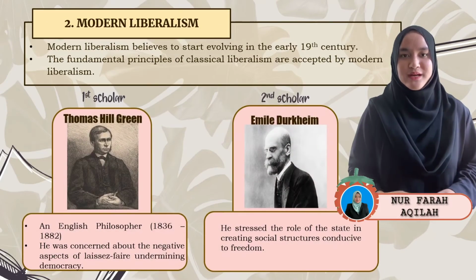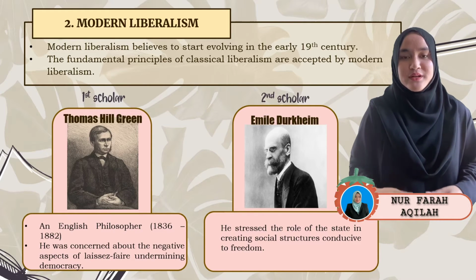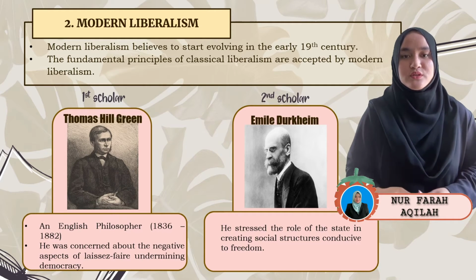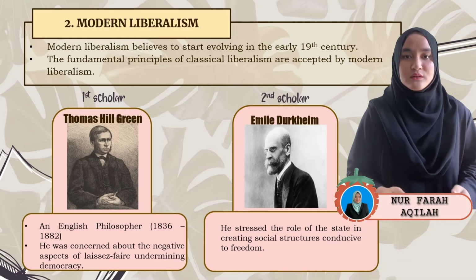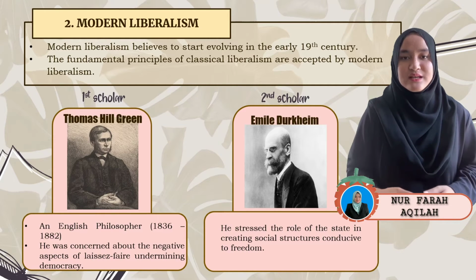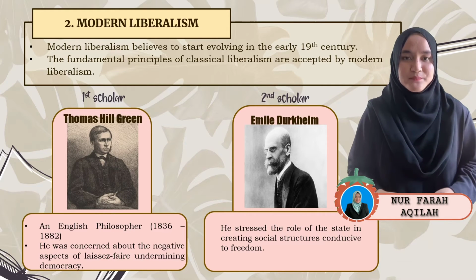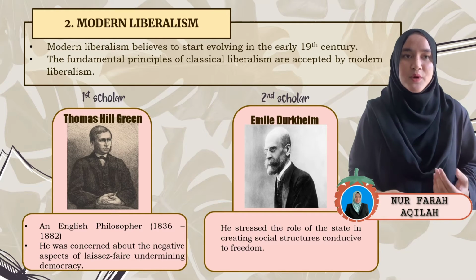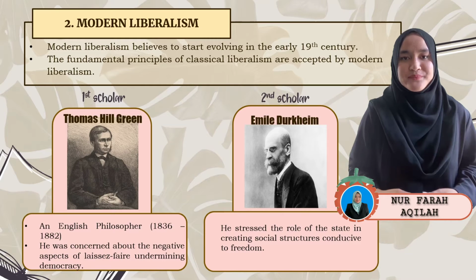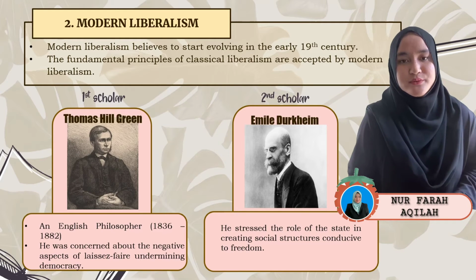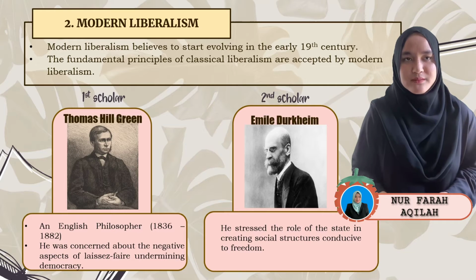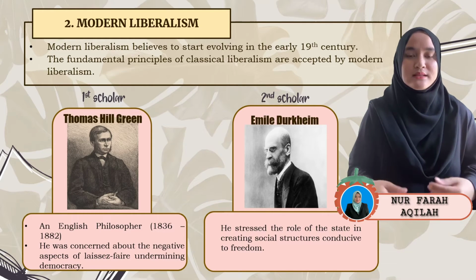Assalamualaikum, my name is FARAH ASRI and I will be presenting on the scholars involved in modern liberalism. Modern liberalism is believed to have started evolving in the early 19th century, and stood for social liberty and equality before the law for the developing middle class citizens. The fundamental principles of classical liberalism are accepted by modern liberalism as well. Individualism, rationality, the rule of law, constitutional government, and popular sovereignty are all values they hold dear. The modern liberals decided that the government should intervene as little as possible in people's moral, religious, and intellectual lives.